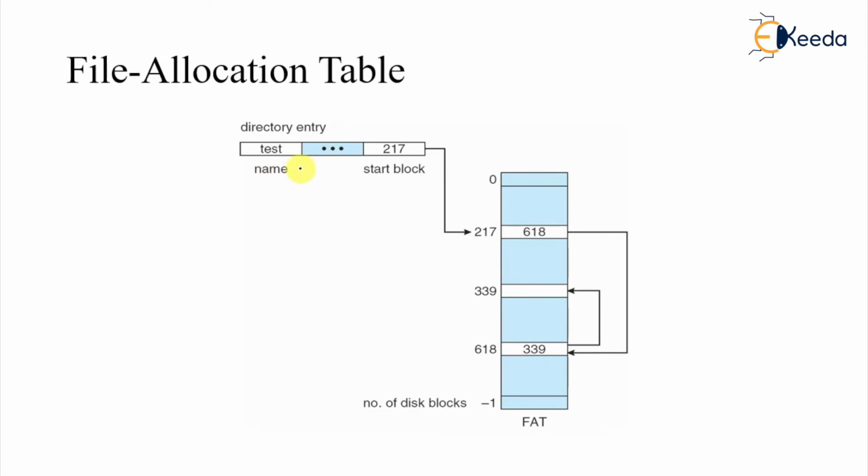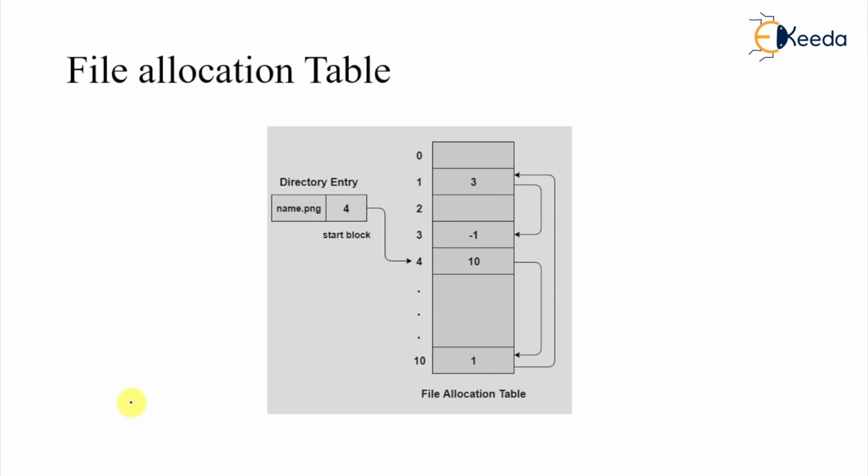So something like this: this is the directory entry, and this is 207, which contains 618, then I can go to 618, which says 399, then I can go to 399, and finally if it is -1, then we stop. This is your file allocation table linked access, in which we are gathering all the block indexes. This is another one: suppose the start block is 4, go to block 10, which says 1, go to block number 1, which says 3, go to block 3, which says -1, so we stop here. That is another diagram for this file allocation table.